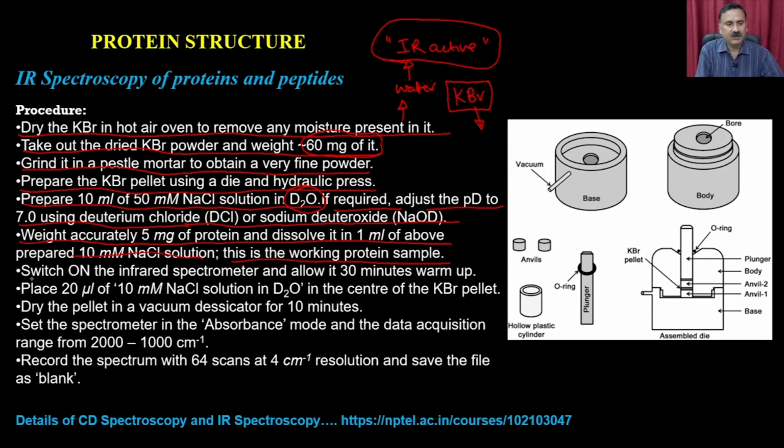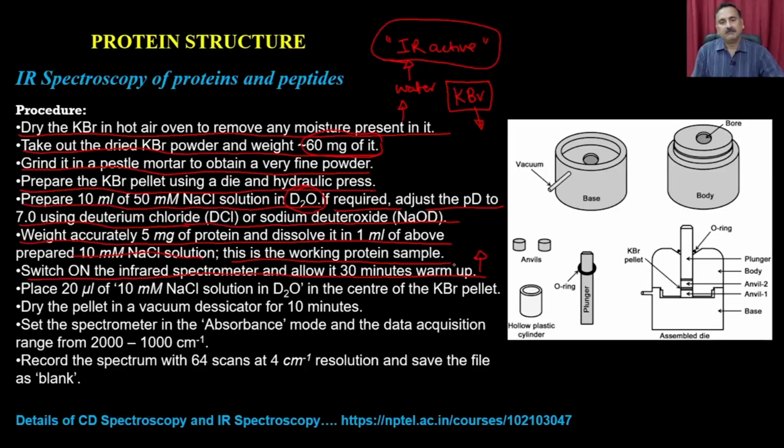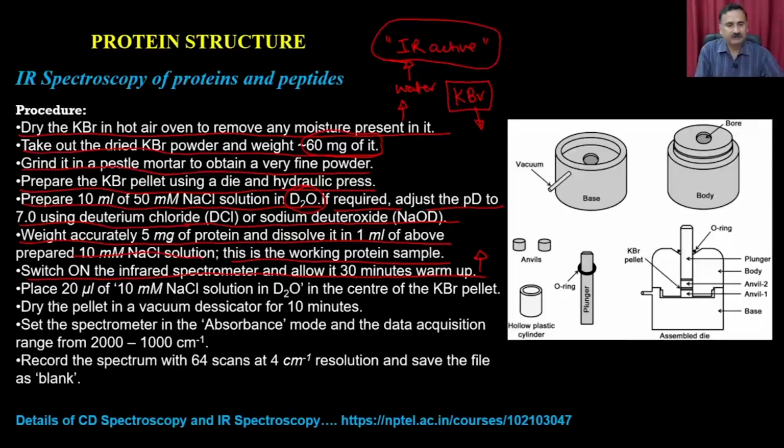Then you switch on the IR spectrophotometer and allow it 30 minutes to warm up. Remember that for every spectrophotometer, whether it is a CD spectropolarimeter, fluorimeter, or IR spectrometer, a minimum amount of warm-up is required. For example, most of the time we turn on the instrument for 30 minutes so that the intensity of the bulb is stabilized. Place 20 microliters of 10 millimolar sample solution in D2O in the center of the KBr pellet.